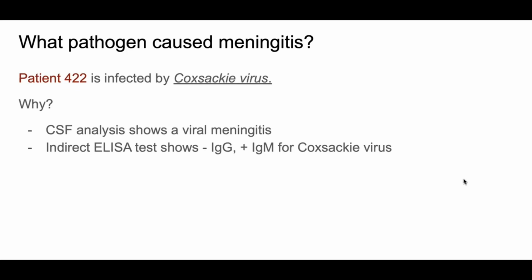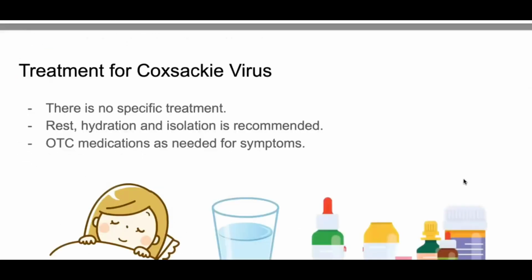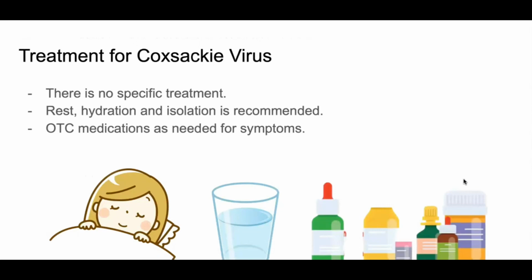Why? Because the ELISA test showed the results were negative IgG and positive IgM for Coxsackie virus. And the CSF results match closely to what a normal viral meningitis sample would look like. So for treatment of Coxsackie virus, there's no specific treatment. However, rest, hydration, and isolating are what would be recommended, and over-the-counter medications to help with symptoms as necessary.